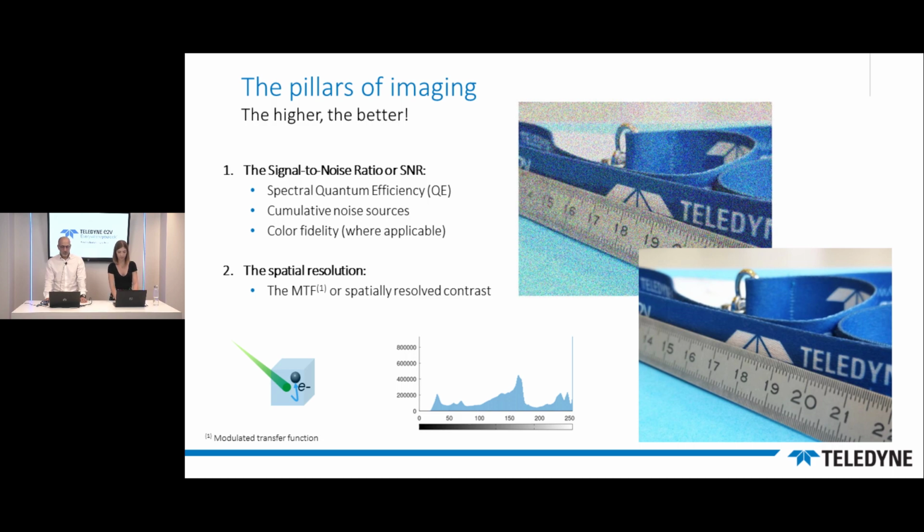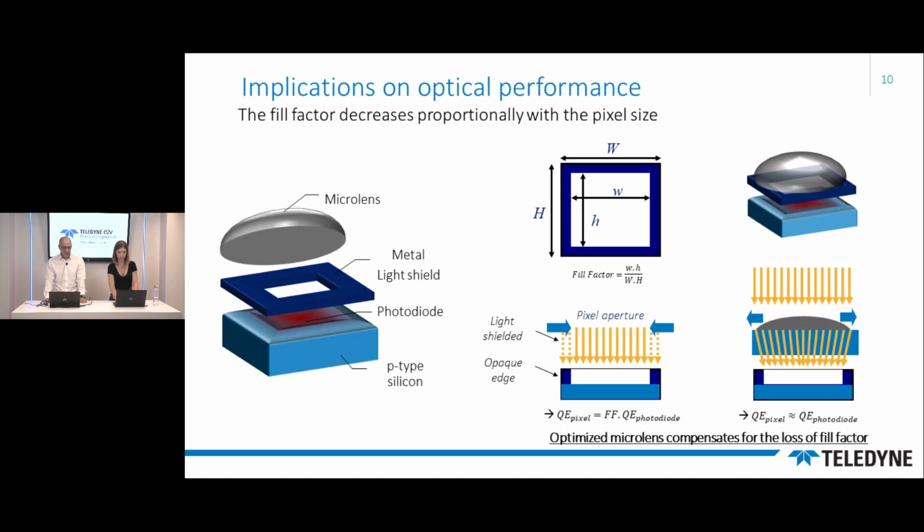So the implication on optical performance: the shape and the angle of the light cone reaching the surface of the microlens is related to the characteristics of the main lens used in the imaging application. I mean aperture and focal length and so on. Also, the thickness of the stack of oxide and metals on top of the pixel, shown in blue in the CMOS technology, plays a role in light collection.